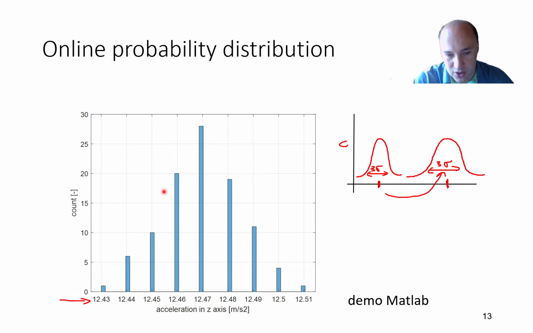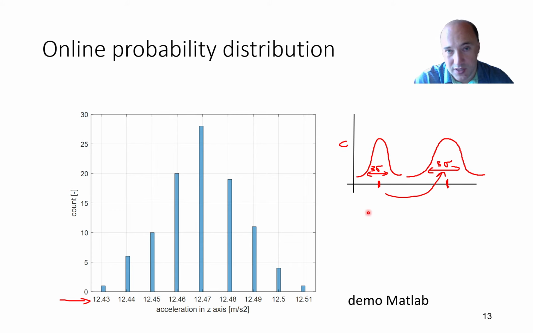It's like this bell-shaped curve. I have some mean value, and the values that are on the left and on the right of my mean value are less probable. So if you plot this probability distribution, you'll find something like this.